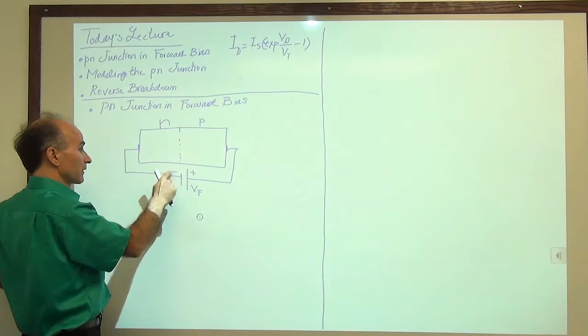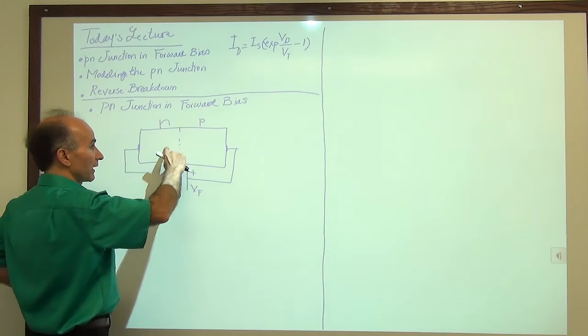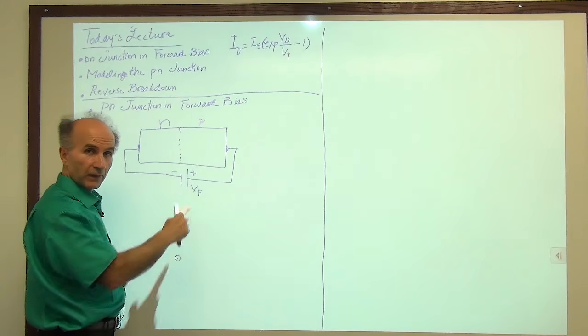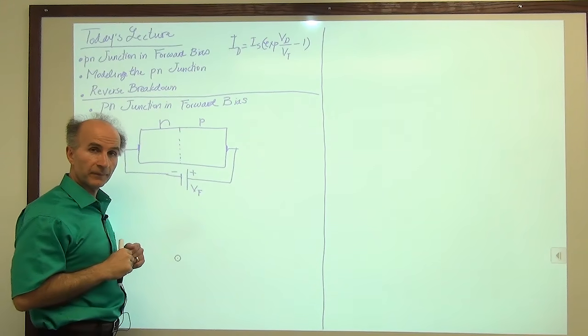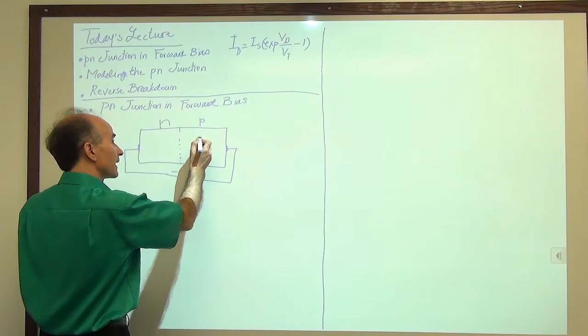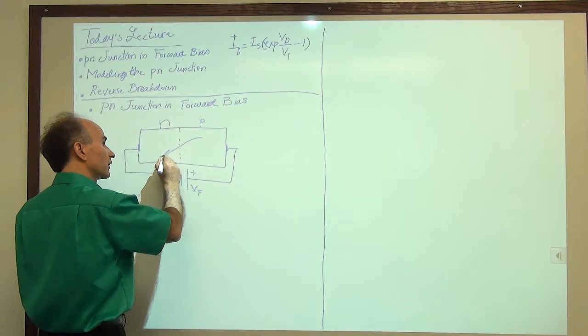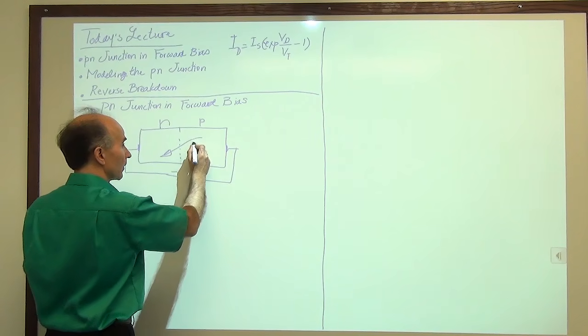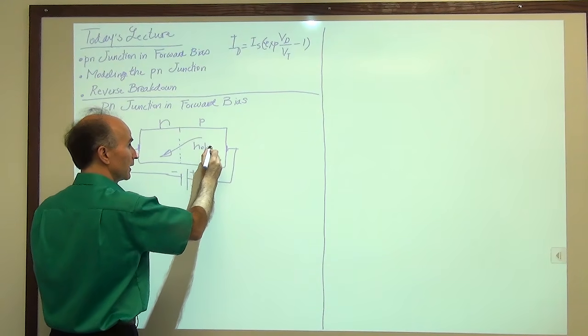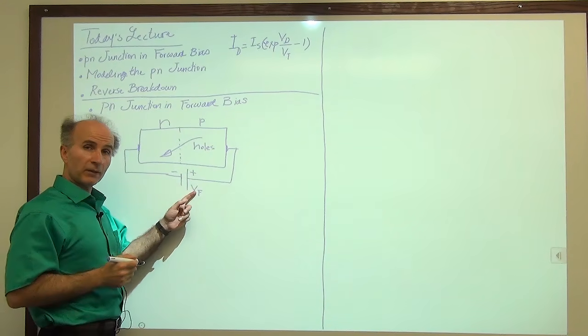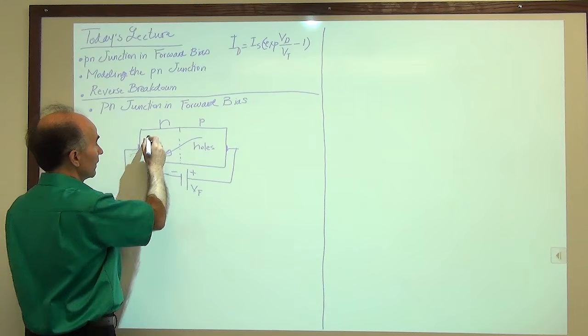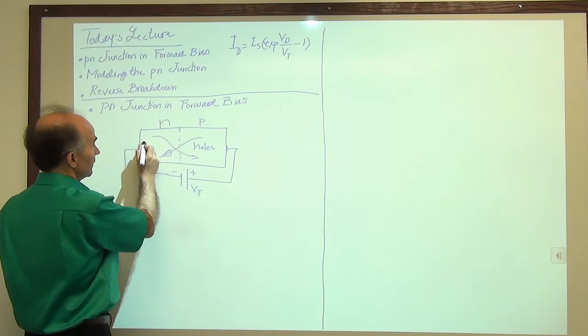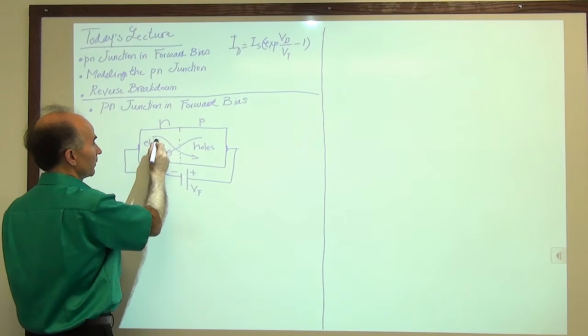So we can say the electrons are pushed away from here, or they are attracted by the P side, by the plus side of the Vf. In any case, what we see is that we begin to have a current of holes from right to left. So holes are flowing here because they are pushed away by the battery. And similarly, electrons flow this way because, again, they are pushed away by the battery.